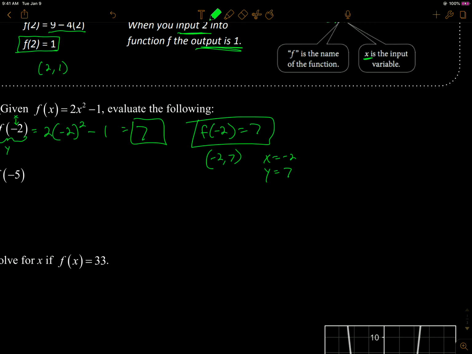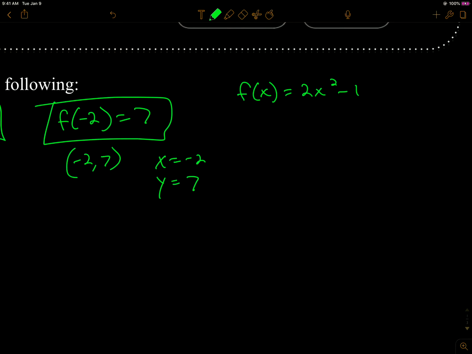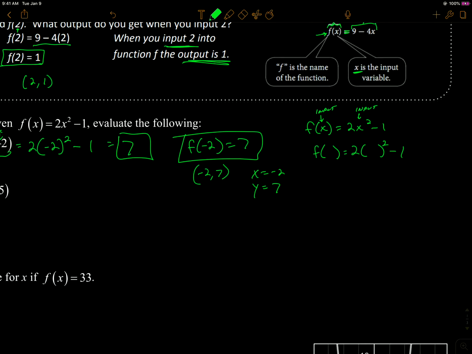Another thing to think about, when we write f of x equals 2x squared minus 1, it's a function with input and output, right? So let's think of it this way. X is the input, right? So x is just a placeholder, like we're going to put something else in its place. So you really should think of it like this. There's nothing inputted in there, and then they're going to tell us what to put in. So in this case, it was negative 2.